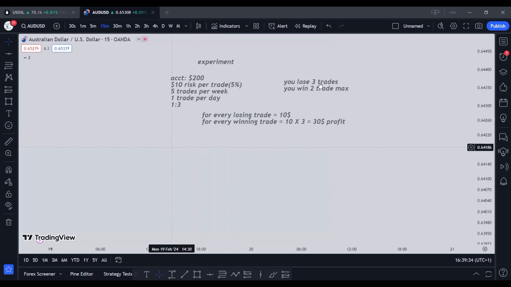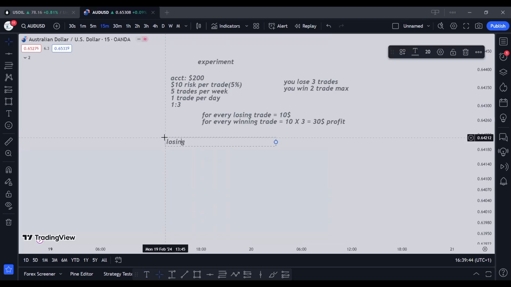Right? You lose 3 trades. So losing trades, three times 10 equals $30. Winning trades is now what? 30 times 2, $60.